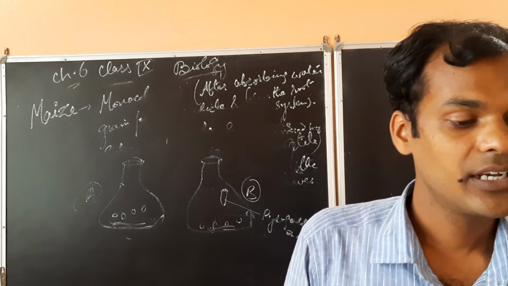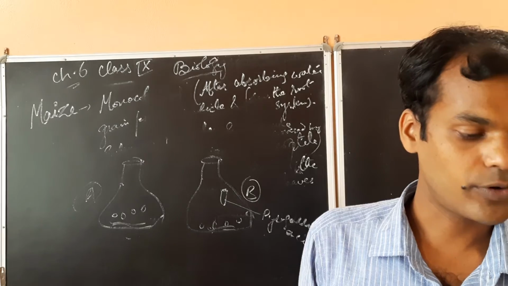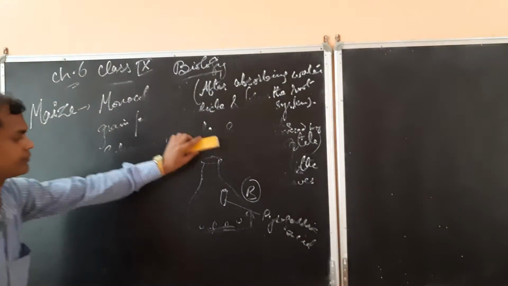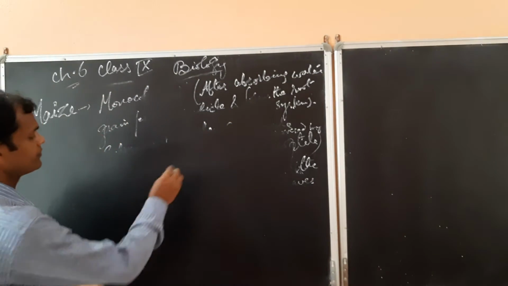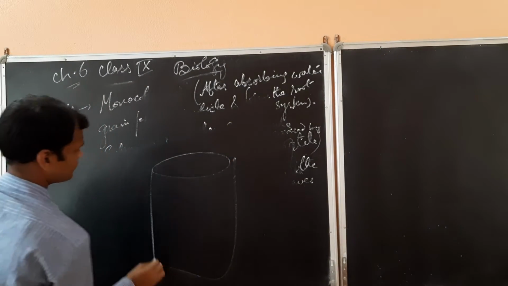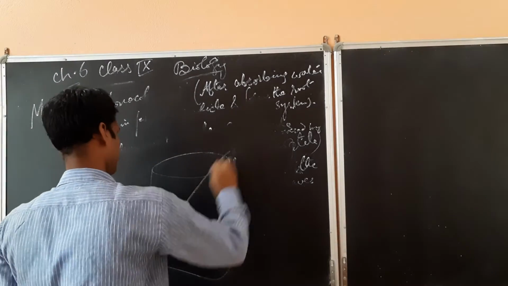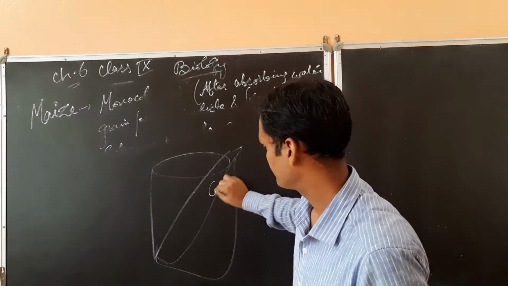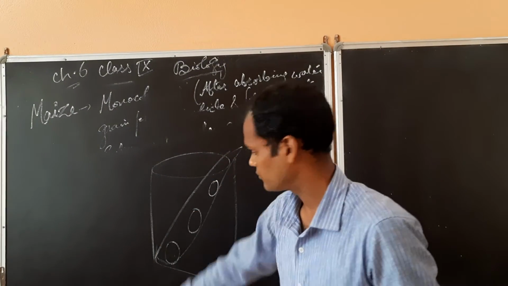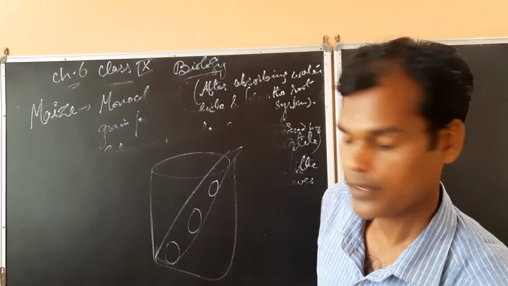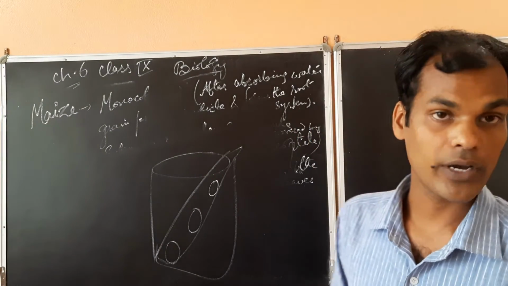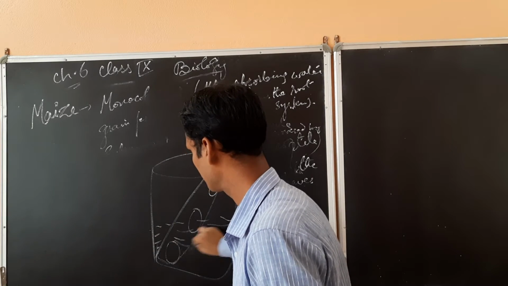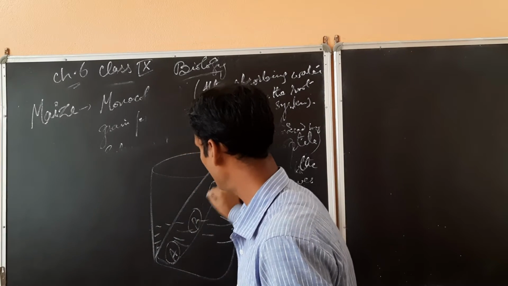The last experiment shows that water, temperature and oxygen are essential for germination. So what you have to do, you have to take one flask and there you have to take one wooden plate and put some seeds, three seeds you have to put. One should be completely immersed in water. So this is your A, B and C.